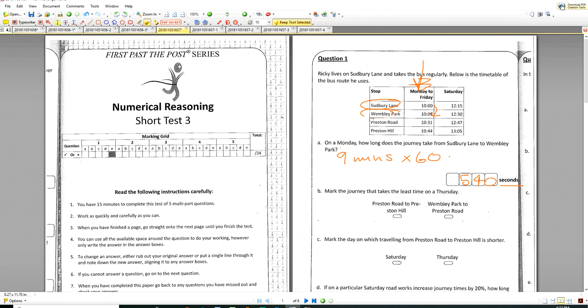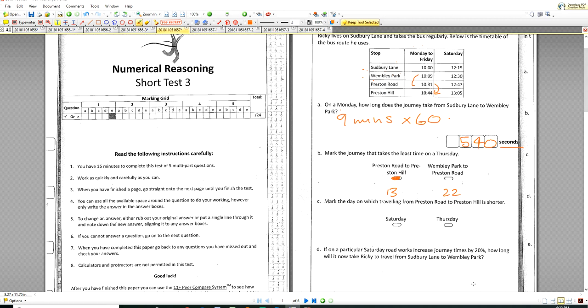So let's get our rubber and get rid of all this other stuff first. Okay, we need a big rubber as well. Right, let's have a look. So from Preston Road to Preston Hill, from 31 to 44, there's going to be a 13-minute journey. From Wembley Park to Preston Road, from here to there, we're going to have 31 minus 9 minutes. So that will give us an answer of 22 minutes. So the one that takes the least amount of time will be the first one.